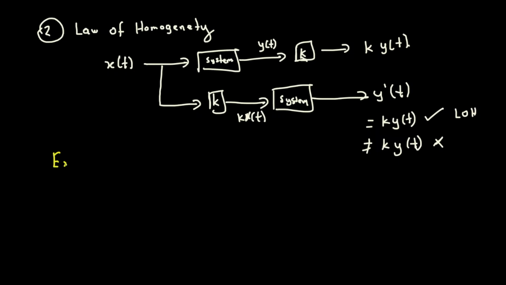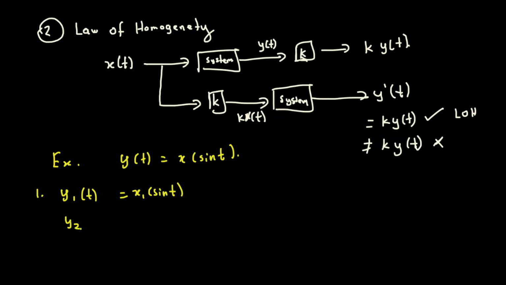Let's say we have a function y of t that's equal to x of sine t. Okay, so this is the function we have. First we are checking the law of additivity. For the law of additivity, we need two inputs and two outputs. So y1 of t equals x1 of sine t, and y2 of t equals x2 of sine t. For the first step, we just add the outputs directly.